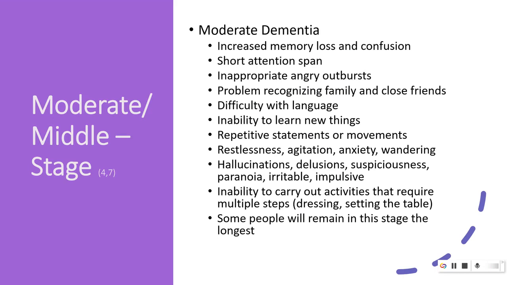So there'll be some difficulty learning new things, and this is where we talk about the importance of keeping things structured and pretty repetitive. We might see some repetitive statements or movements, continually asking the same questions. We talked about the inappropriate angry outbursts and some of those behaviors we're going to start seeing. Other behaviors one might see are restlessness, agitation, anxiety, and wandering. That's where we have to start thinking about safety concerns. Is there a safety issue of the person wandering outside? Are there some hallucinations, delusions, suspiciousness, paranoia, irritability, impulsiveness?